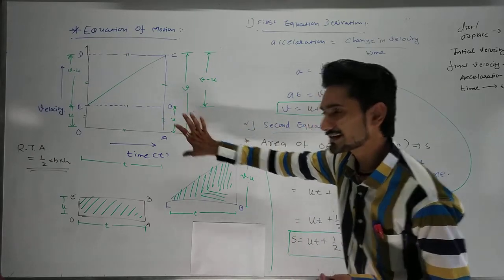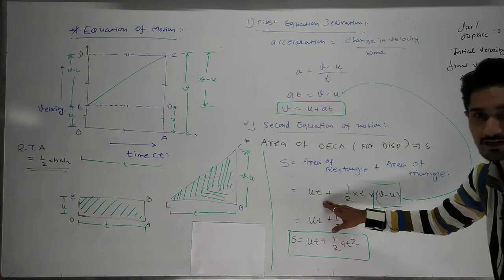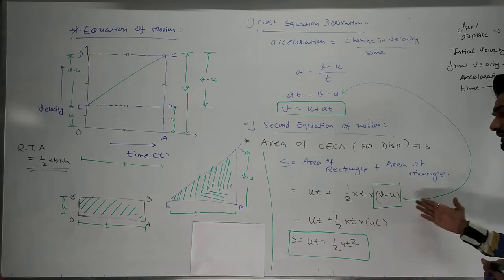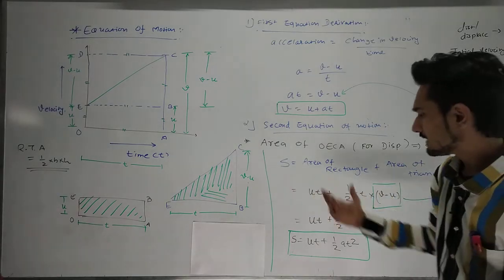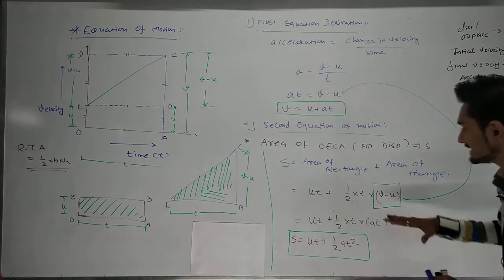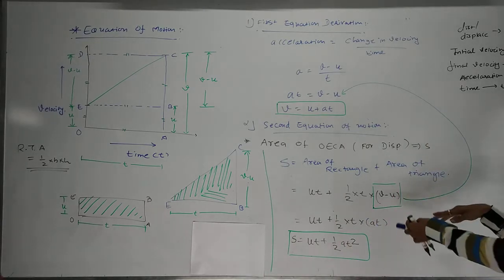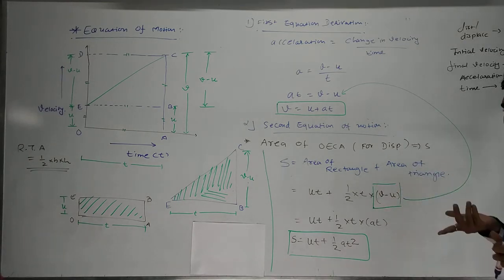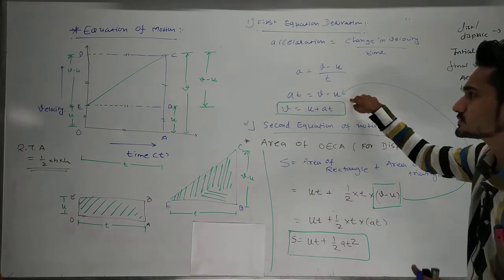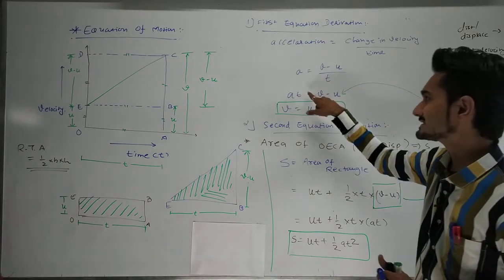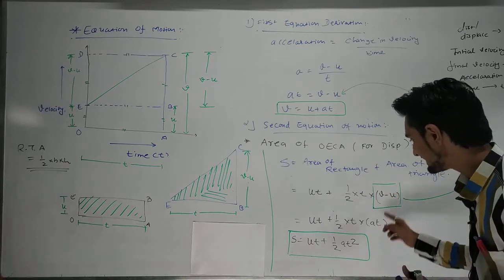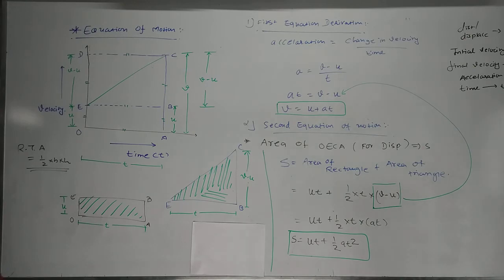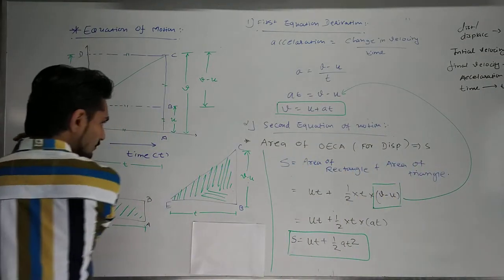If we measure the rectangle's area, that is given by UT, and if we measure the triangle's area, that is given by 1 by 2 T into V minus U. Afterwards we put in all the values, then we get V minus U. Now V minus U makes our equation very complicated, so we have to simplify it. We use V minus U's value from equation 1, which is AT, and if we replace V minus U with AT, then we get UT plus 1 by 2 AT square. This is the way you can derive the whole equation.